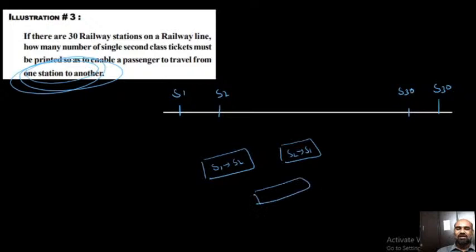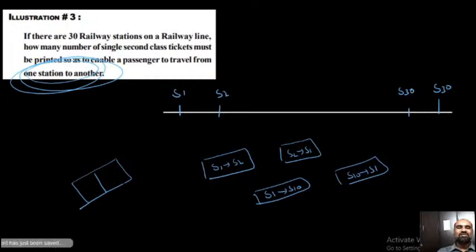Another ticket we can print like this, S1 to S10. A person can travel from station 1 to station 10. Another ticket we can print like this, S10 to S1. A person can travel from station number 10 to station number 1. So how many tickets you can print is the same as filling all these 30 station numbers into two blanks. 30 numbers and two blanks. How many ways can you fill? 30P2 ways you can fill. That means 30P2 second class tickets you can print.